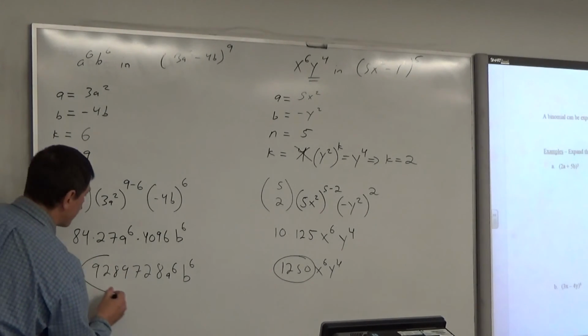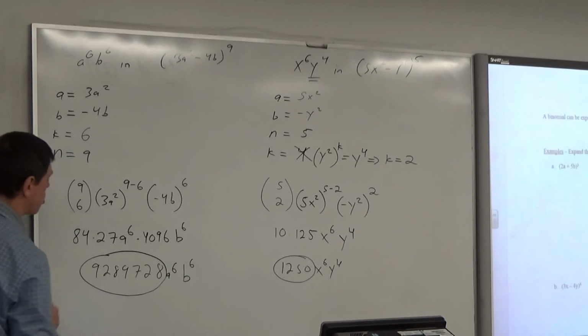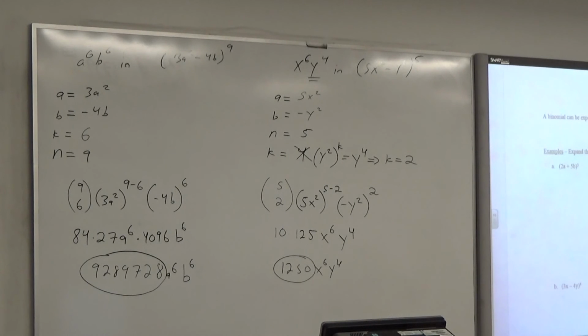By the way, I forgot to circle the actual answer for the last one, because we're only looking for the coefficient. We don't care about the other stuff. Although I wouldn't be so cruel as to mark you wrong if you didn't circle just the coefficient.